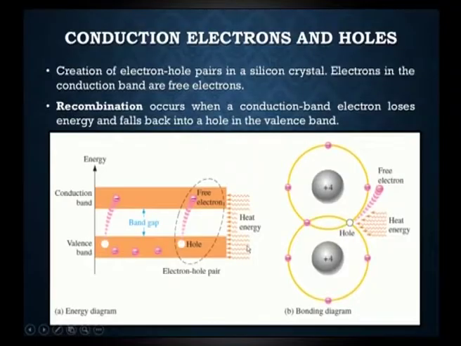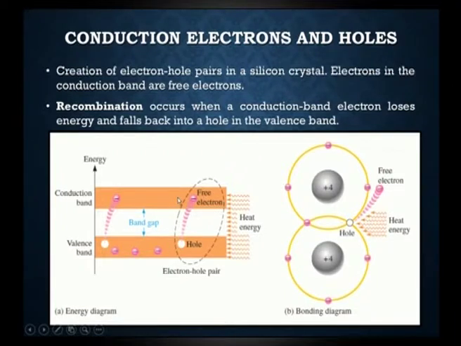Another property that we need to study about intrinsic semiconductors is recombination. Whenever an electron is ejected from the valence band and moves to the conduction band, leaving behind a hole, as we studied, there is a free electron present in the conduction band and the hole is present in the valence band. This forms an electron hole pair. That is why it is marked here.